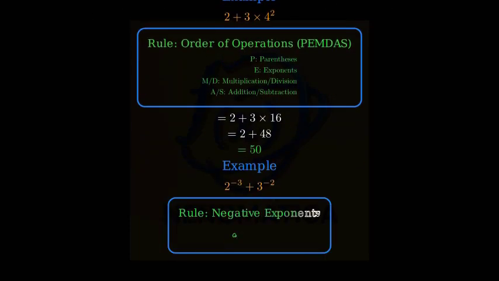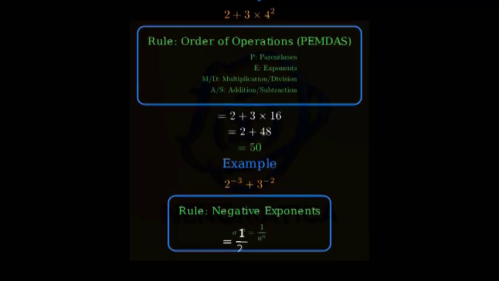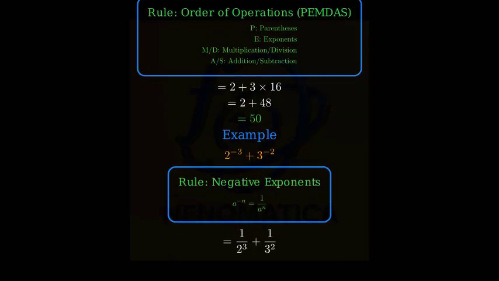Remember the rule for negative exponents. A to the power of negative n equals 1 over a to the power of n. First, let's convert each term with negative exponents to fractions. 2 to the power of negative 3 equals 1 over 2 to the power of 3. And 3 to the power of negative 2 equals 1 over 3 to the power of 2.